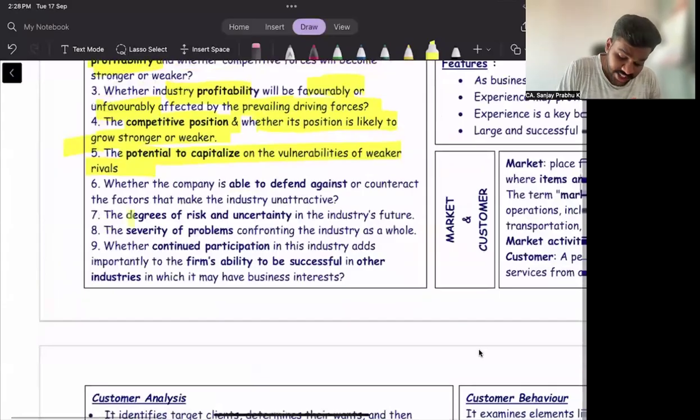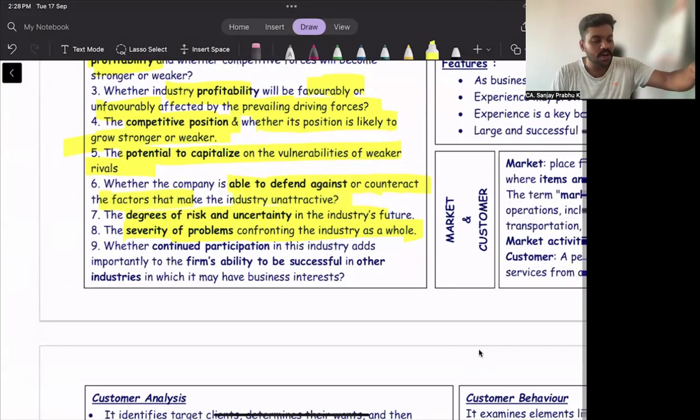Then the degree of risk and uncertainty. What is the risk in the industry? What are the problems faced by the companies, the current players in this? What is the severity of the problems faced by the industry? Then whether the company is able to defend against or counteract the factors that make the industry unattractive. What are the factors which make the industry unattractive? Whether the players are able to defend against such factors.